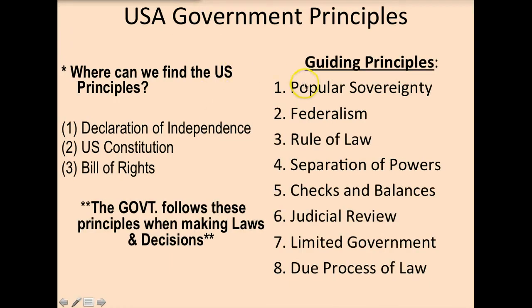The first one is called popular sovereignty. Number 2 is federalism. Number 3, rule of law. Number 4, separation of powers. Number 5, checks and balances. Number 6, judicial review. Number 7, limited government. And finally, number 8, due process of law.